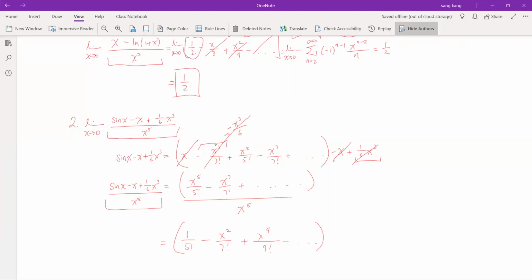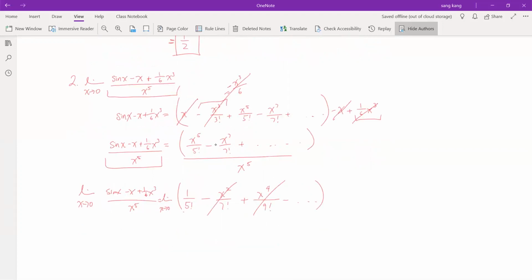So now we just have to evaluate the limit. So limit as x approaches 0 of sine x minus x plus 1/6 x cubed over x to the 5th. So I'm going to squeeze this limit term in here, right? And all the terms except the first one go to 0.